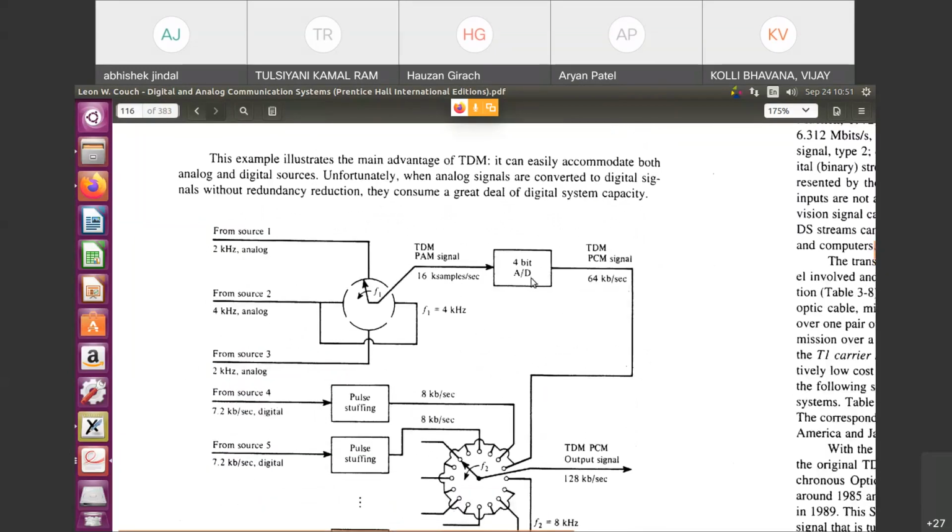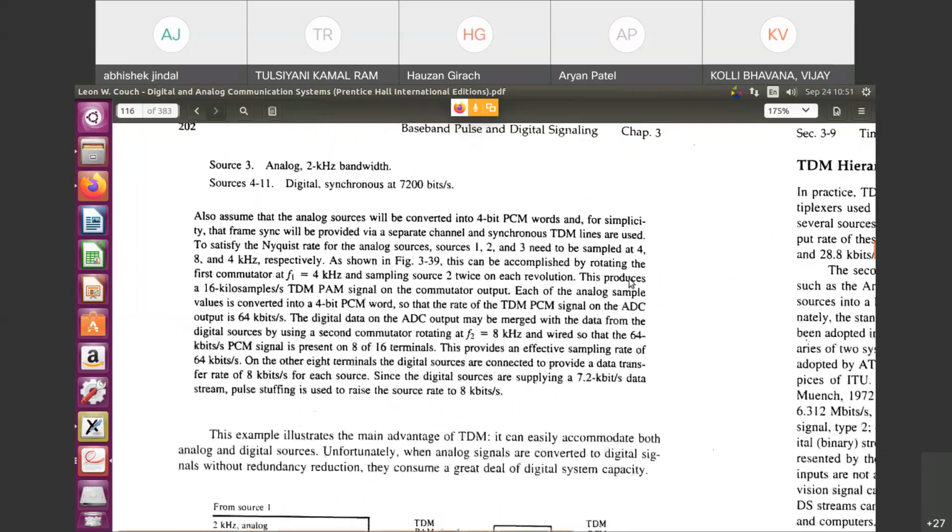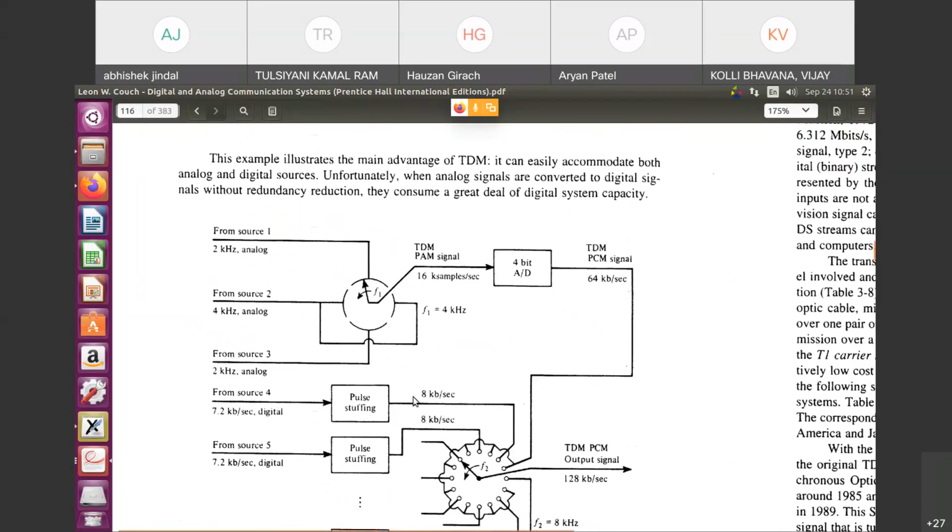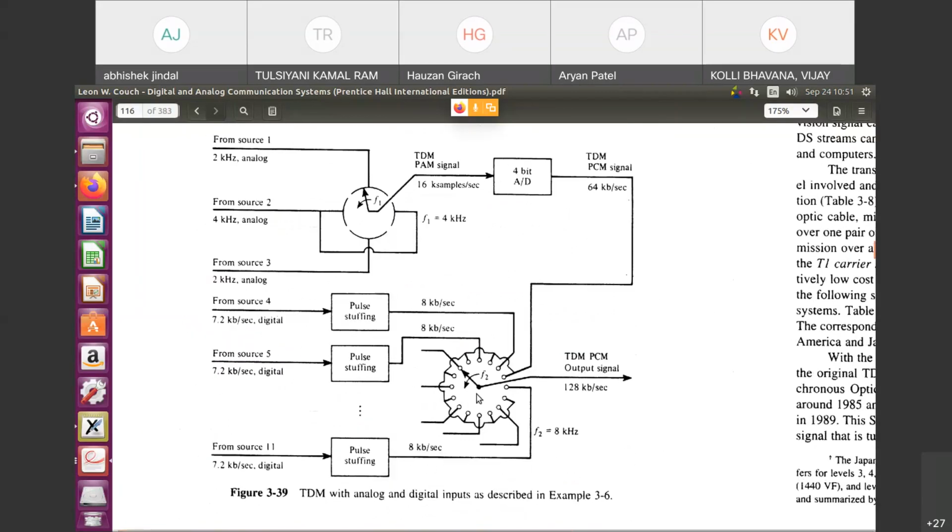Then you will have a 4-bit A to D converter. So I think further you can study here how you then put it up with the remaining 8 sources, and this would now be easier for you to study. I assume this should now be easy for all of you to follow. This is important from the perspective of understanding TDM properly. But if you are even able to understand partially, that is also good. It depends on your own study.